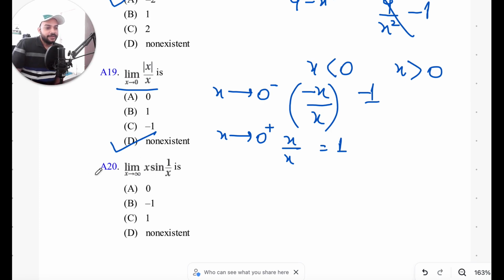Okay. 20. Limit x tends to infinity, x sine of 1 over x. So x sine of 1 over x.